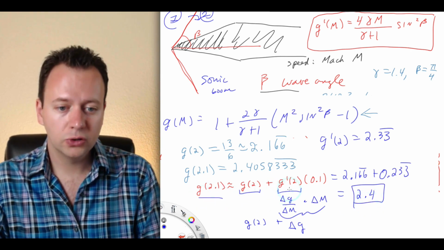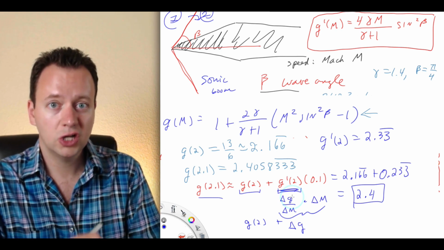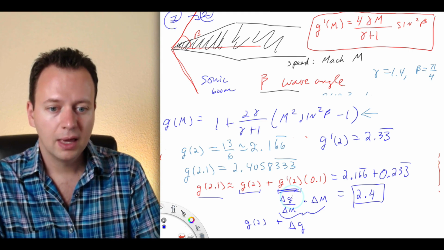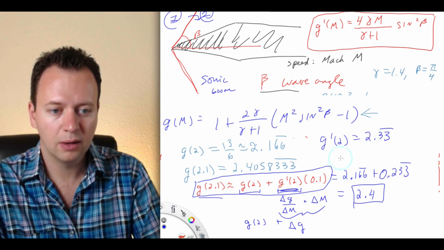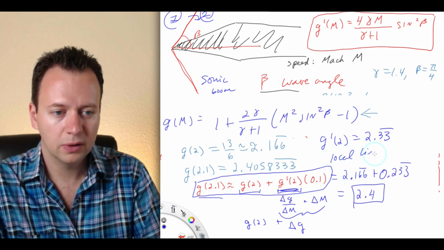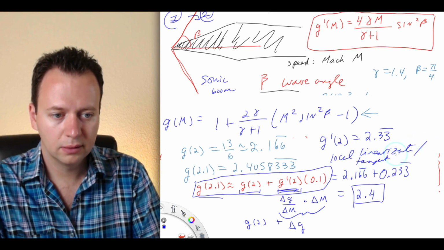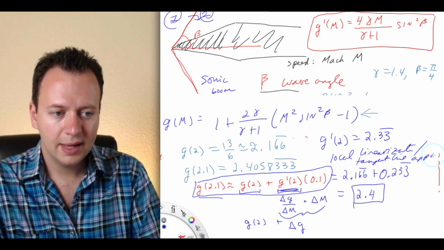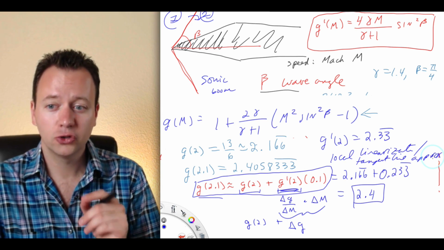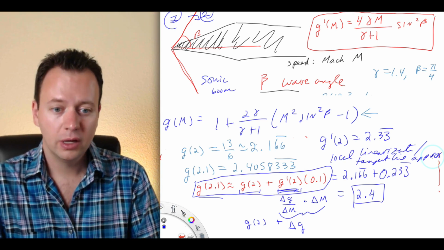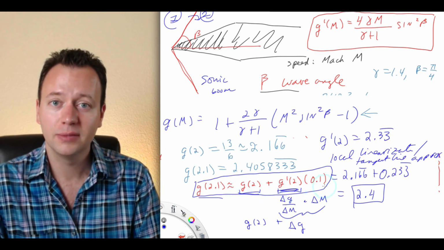So what I did was I used the derivative, because remember, the derivative tells you how quickly the function g is changing for a change in m. So this is really the local linearization, or the tangent line approximation. Because the whole idea behind this is that we're treating the function g as a straight line near the point 2, right? So we're taking the output at 2, and we're adding to that the slope times the delta x.